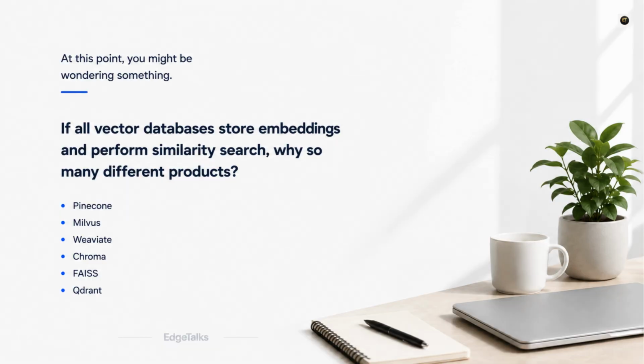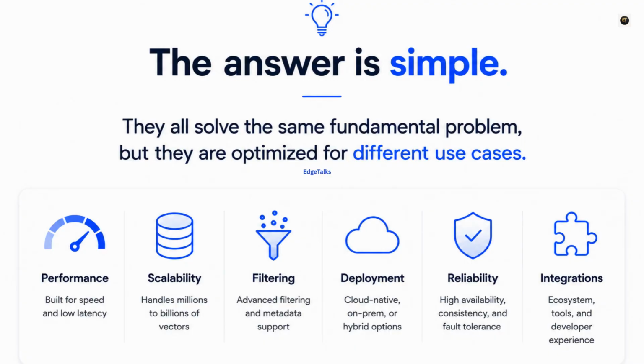At this point, you might be wondering something. If all vector databases store embeddings and perform similarity search, why do we have so many different products such as Pinecone, Milvus, Weaviate, Chroma, FAISS, Qdrant? The answer is simple. They all solve the same fundamental problem, but they are optimized for different use cases.